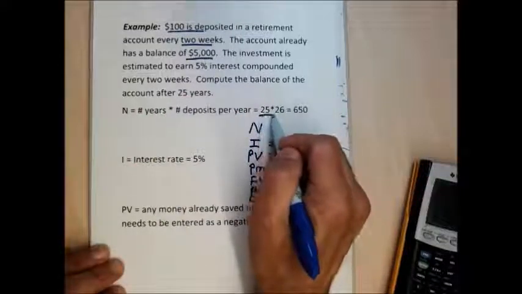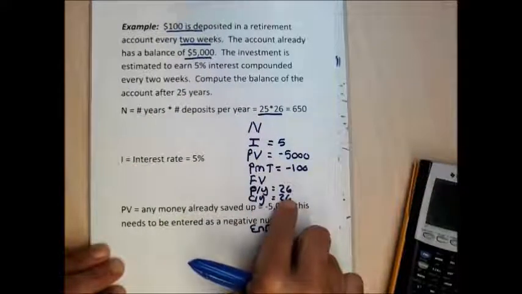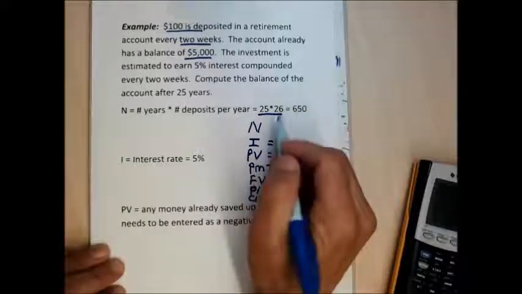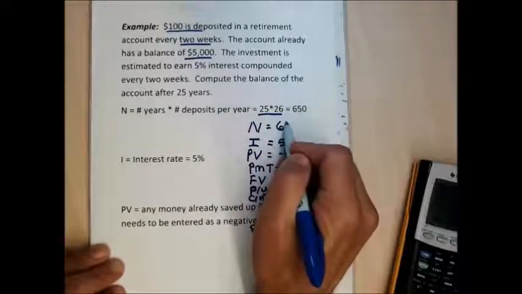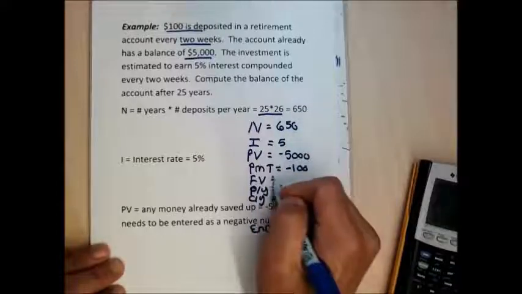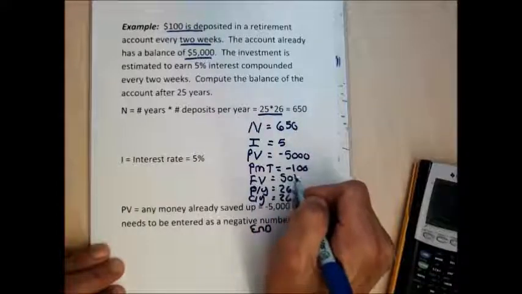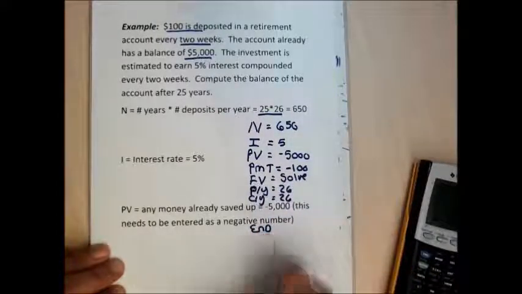Again, the N is the number of years times the number of deposits per year. So the N is 25 times 26, which I snuck on here for myself and wrote 650 down. And I'm going to solve for the future value, leaving the bottom one, N, alone.